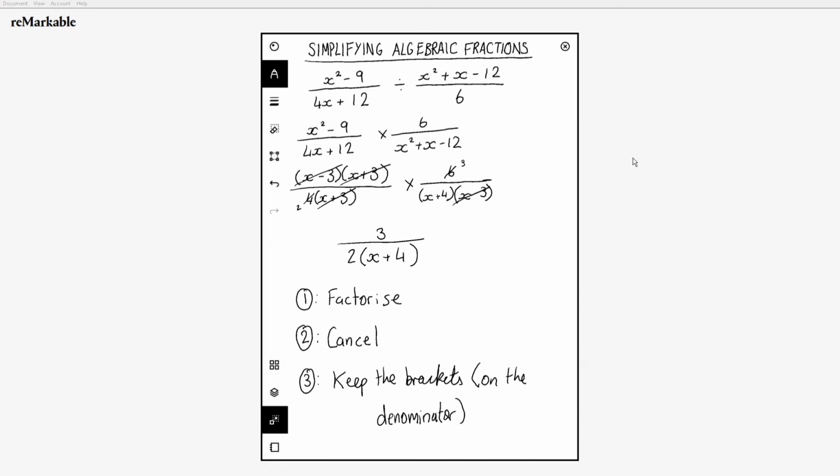There we go. So yeah, that's how you simplify your algebraic fractions if it's in the format as we see here, where we've got a fraction multiplied or divided by another fraction.